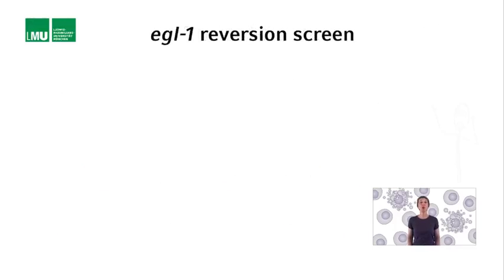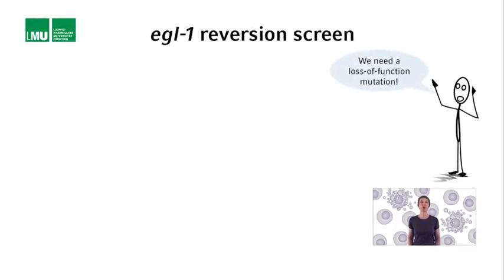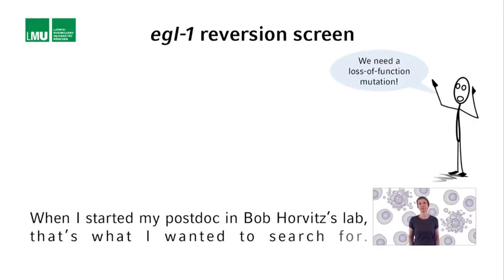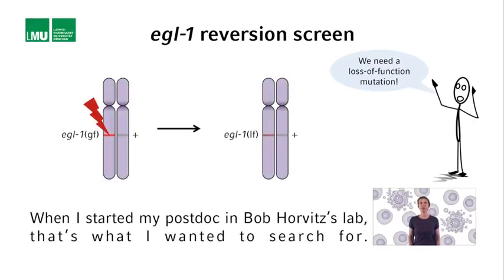What was needed was a loss of function mutation of AGO1. And when I started my postdoc in Bob Horwitz's lab, that's what I wanted to search for. The approach I took was a reversion screen. But the AGO1 reversion screen was done a bit differently than the Z9 N1950 reversion screen.